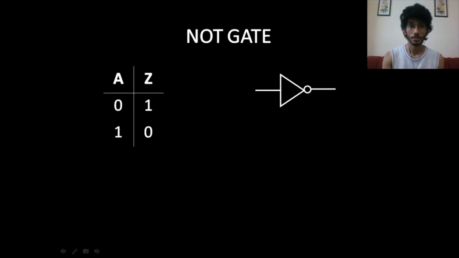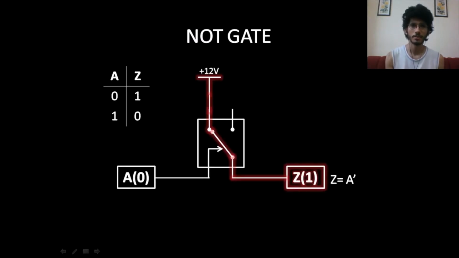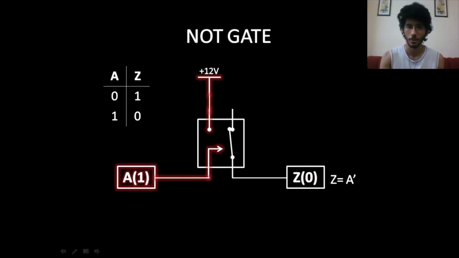Now, just opposite of this would be a NOT gate, and the output is going to be 1 when the input is 0 and vice versa. Implementing this circuit is again pretty simple. You just make the same buffer, just that you connect 12 volts to the normally closed contact instead of the normally open one. And in this case, normally the output is going to be 1, connected to 12 volts. When you activate the coil, it gets disconnected from 12 volts and it becomes 0.